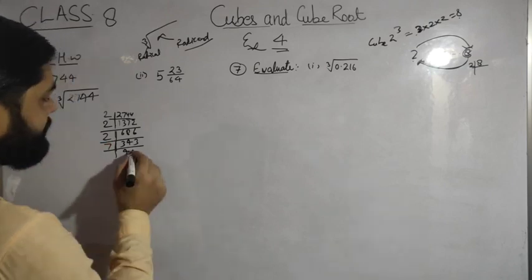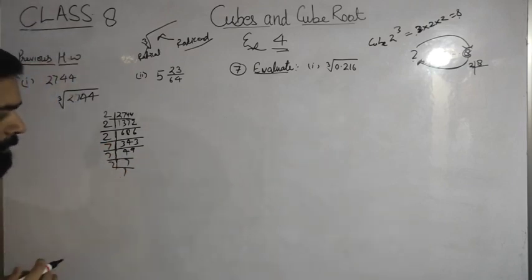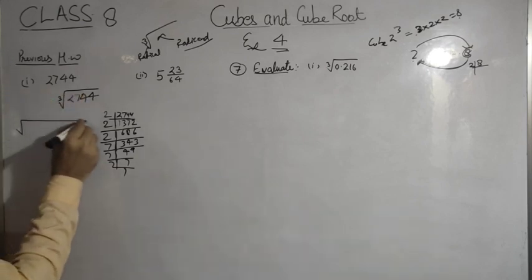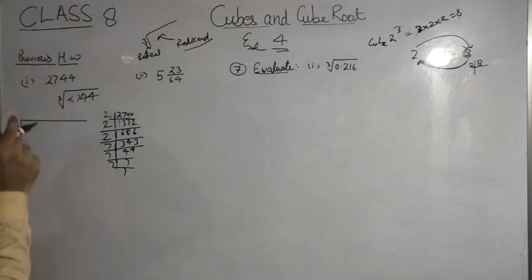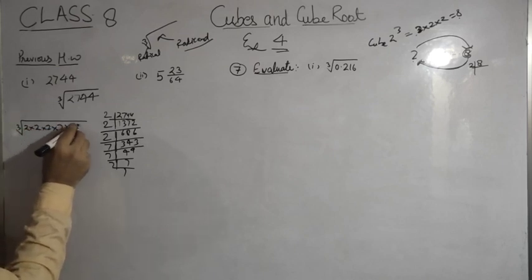So 8, then 63, 7 9s are 63, then 7 7 and then 7 1. These are the prime factors. So these prime factors we can write under the radical as the radicand: 2 multiplied by 2 multiplied by 2 multiplied by 7 multiplied by 7 multiplied by 7.